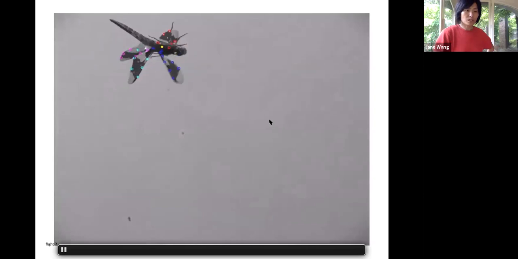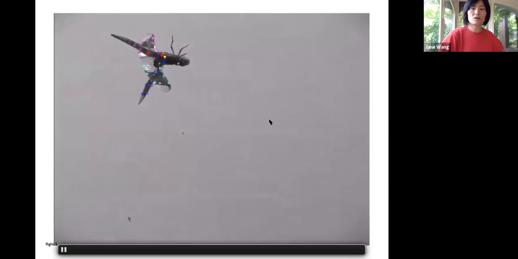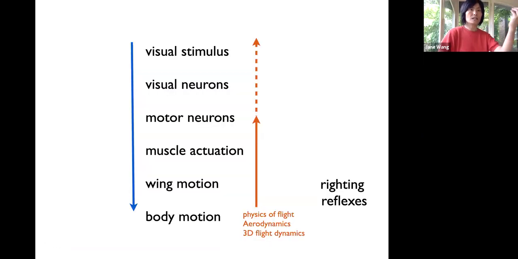So the question is, how do we understand what's actually going on in their mind? Mind is a big word, but what is the entire process from perception to action? Broadly speaking, somehow they recognize that they are falling upside down. There are some innate reflexes that they've evolved that allow them to send instructions to the motor neurons, and the motor neurons then activate the corresponding muscles, and those muscles actuate and adjust the wing motion, and the wing motion will then interact with air to generate aerodynamic forces and torques, and that will lead to the desired body rotation to right themselves.